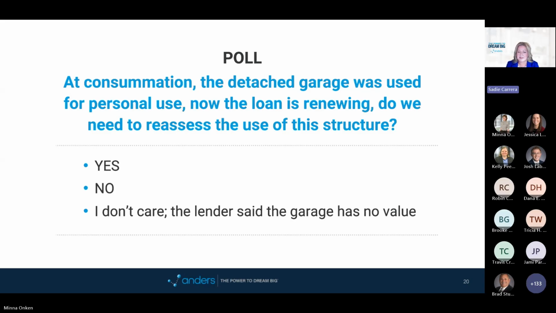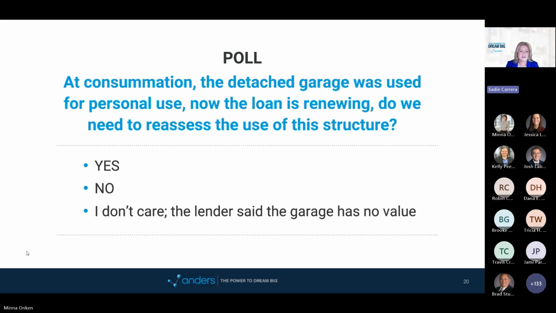So it looks like yes is the winner with 98% of you. If you answered yes, 98% of you are correct. We need to reassess and document the use of the detached structure on any residential property prior to a Meyer event. Good job. Thank you so much for participating in that poll.